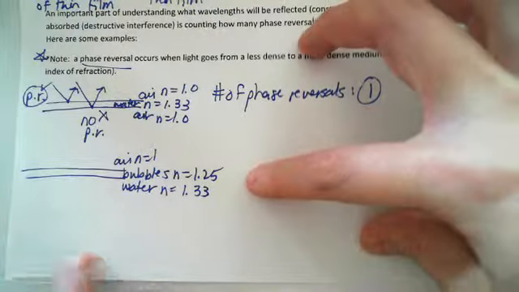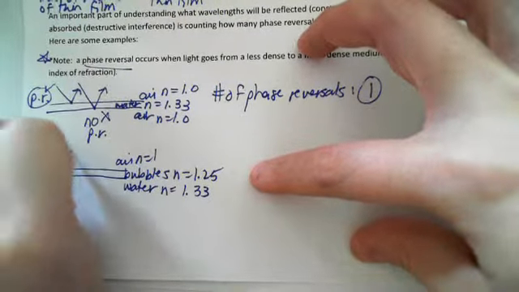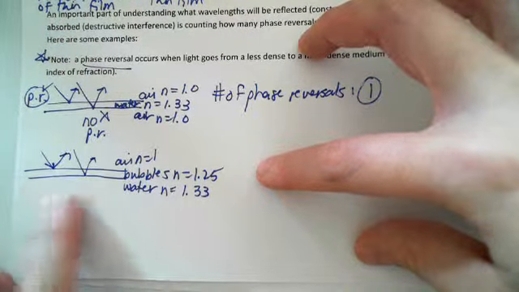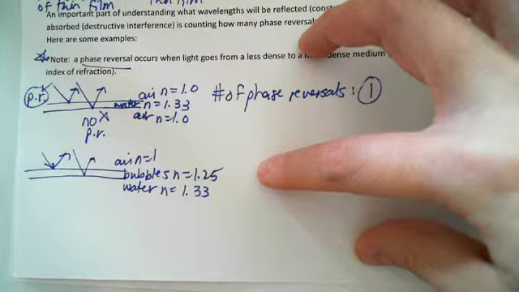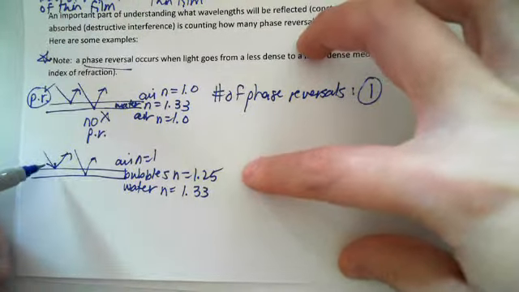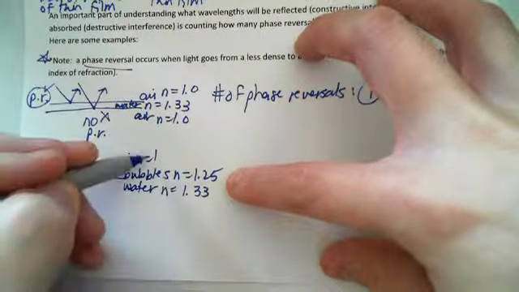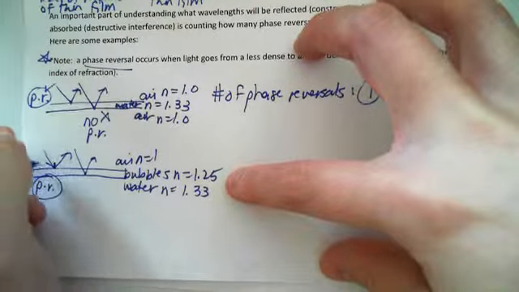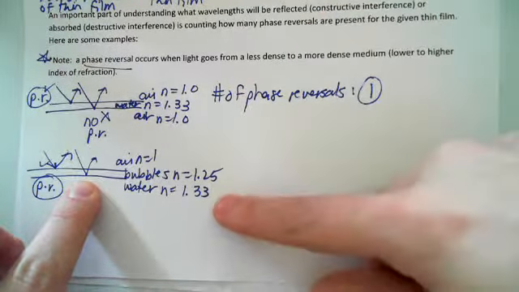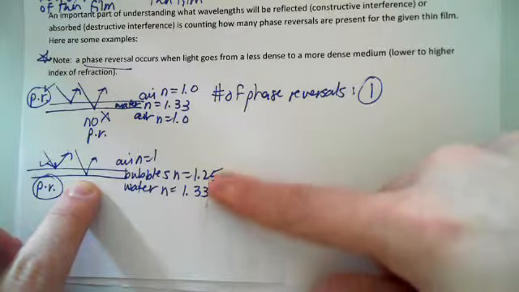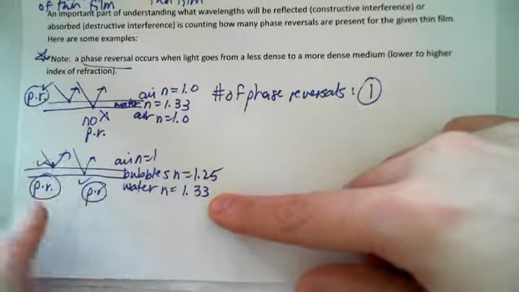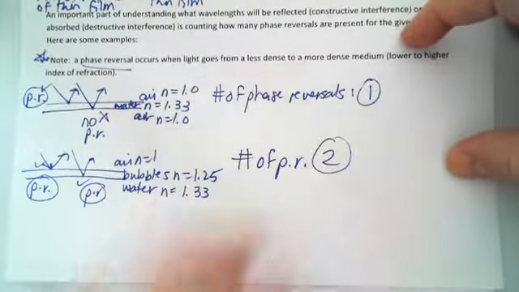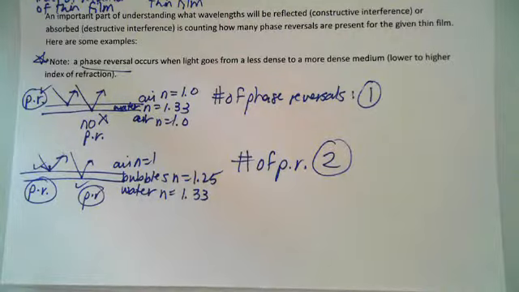All right. So let's see how many phase reversals we have, because we're going to have light reflected off the top of the thin film and the bottom. It's always that way. We have to figure out how many phase reversals we have. So let's see. What about between the first one, air and bubbles? Yep, we sure do. We're going from lower to higher index of refraction, so we have a phase reversal here. What about here? We're going from lower to higher index of refraction here too, so we have a phase reversal here as well. 2 phase reversals. So the number of phase reversals for this one is 2. Okay, you guys getting the hang of this?